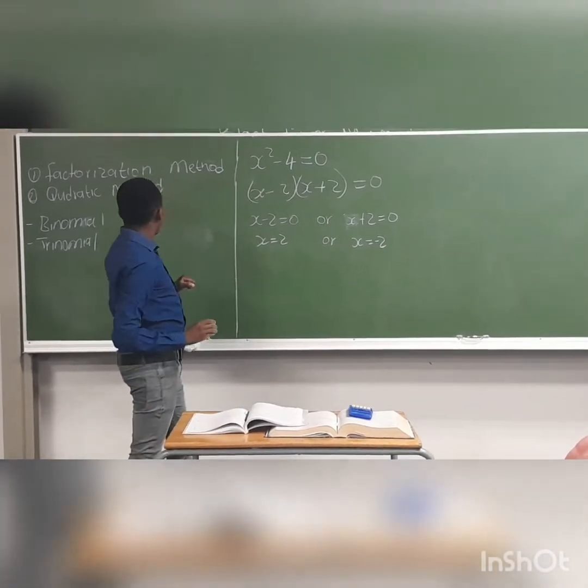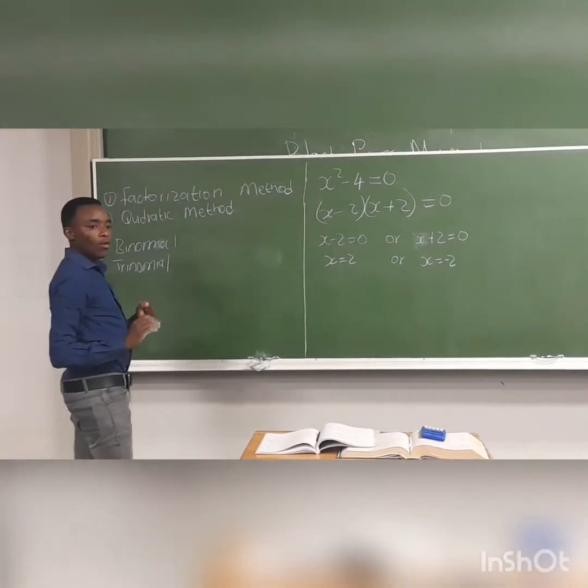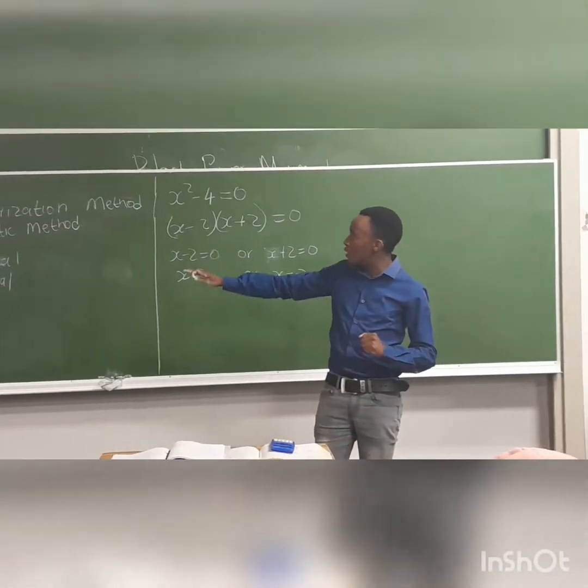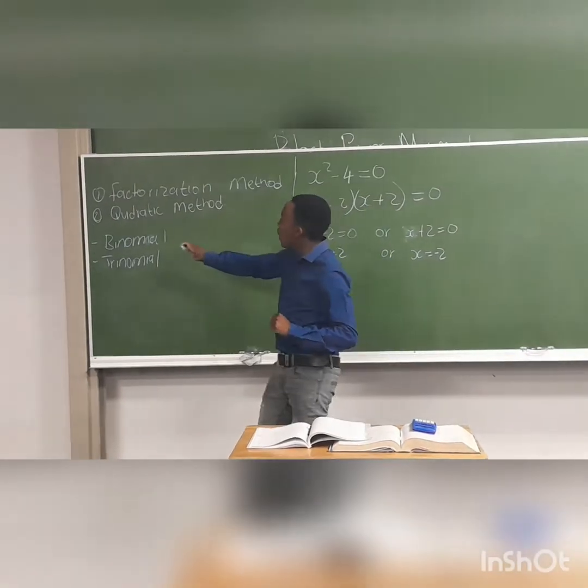We have solved for what? For binomial. I think we are all here. I think everything is clear. Then we are moving forward to what? To trinomial. Then we will solve trinomial using what?